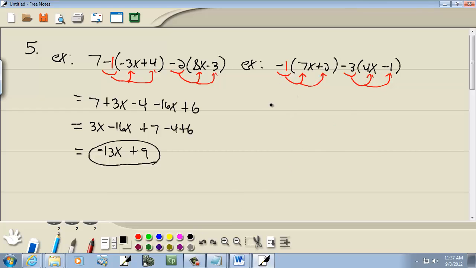Well, negative 1 times 7x is negative 7x. Negative 1 times 2 gives us negative 2. Negative 3 times 4x is negative 12x. And negative 3 times negative 1 gives us a positive 3. I'm going to rearrange it so like terms are together. Put the x's together and the numbers together. So that gives us negative 7x, negative 12x is negative 19x. And negative 2 plus 3 gives us 1.